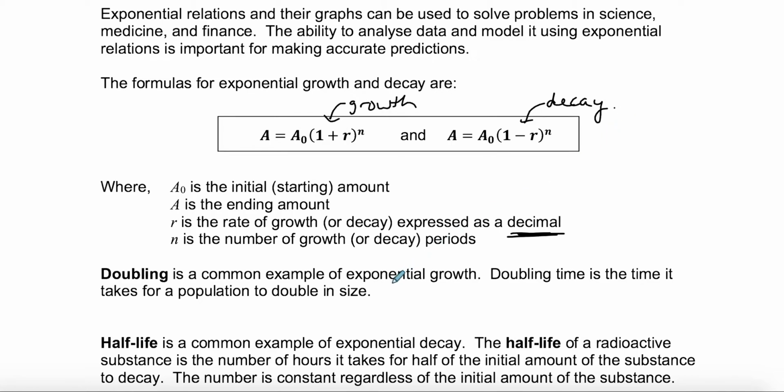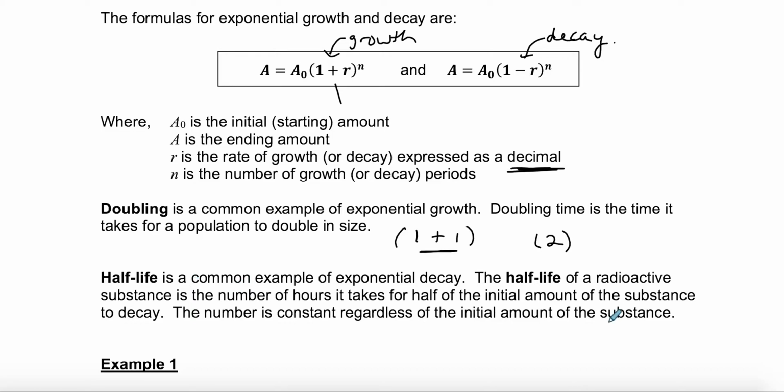Some common questions that you might see, we sometimes talk about doubling. If we're looking at bacteria or cells, doubling is an example of exponential growth. Doubling time is the time it takes for a population to double in size. So inside the bracket of our formula, we would have 1 plus. The 1 means the amount that you started with, 100% of what you started with, plus another 100% if it's doubling. So our bracket might look something like that. And therefore inside this bracket, we would end up with a 2 if it was a doubling question.